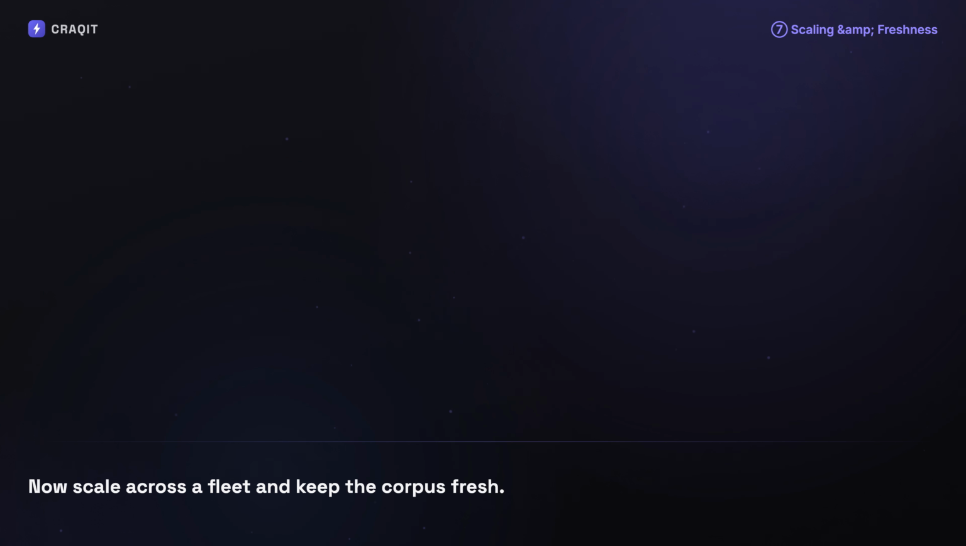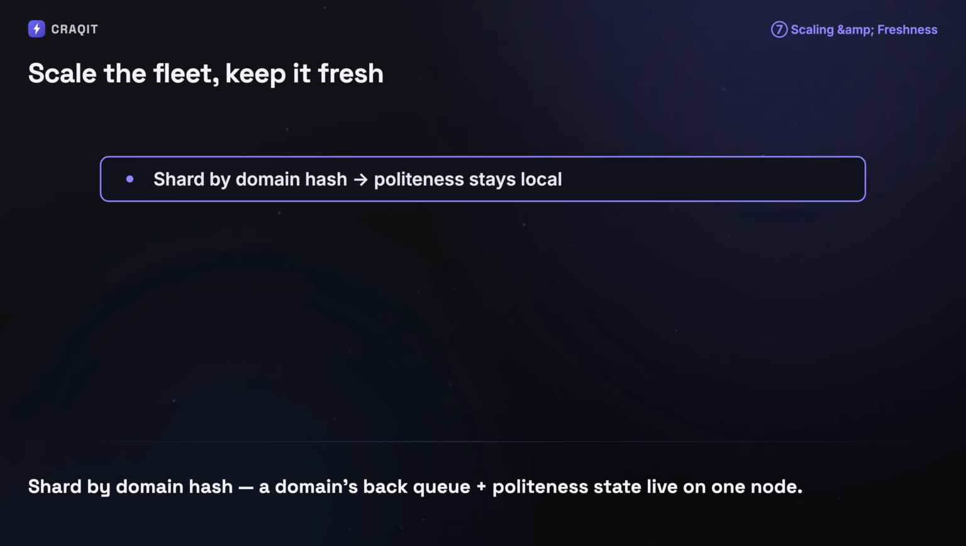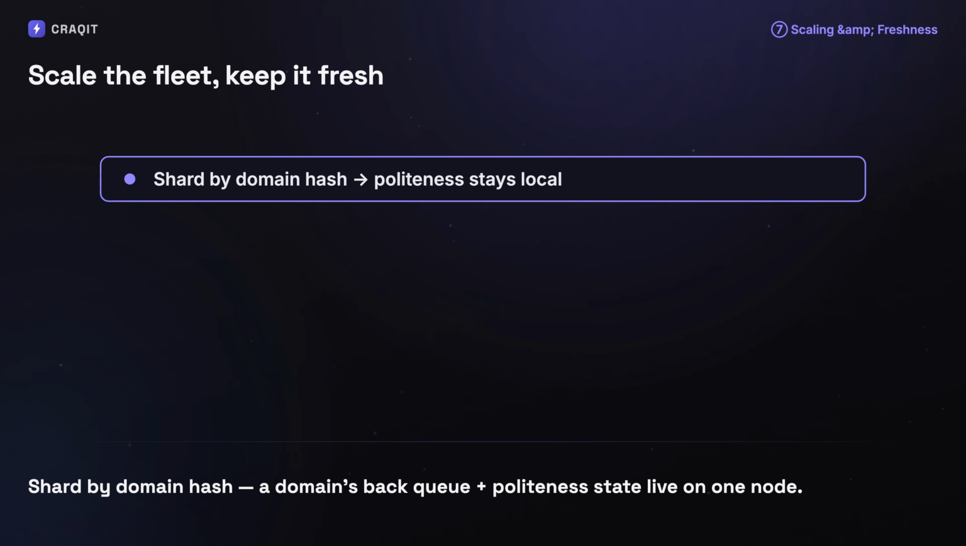Now scale it across a fleet and keep it fresh. Distribution. Shard the frontier by domain hash, so each crawler node owns a set of domains, which again keeps that domain's politeness state and back queue local to one node, so no cross-node coordination is needed to enforce the crawl delay. Nodes scale horizontally, and a coordinator or consistent hashing assigns domain ranges, rebalancing when nodes join or leave.